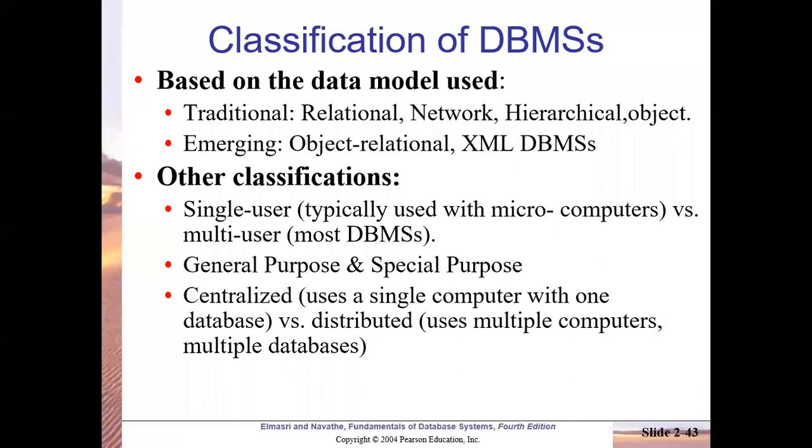Then the other classifications, general purpose and special purpose. General purpose means these databases like, for example, okay, credit card validation. There are third-party applications like, I'm just giving you a software explanation example here, not exactly the database management system.